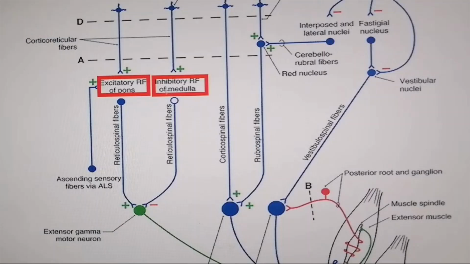However, here is inhibitory. These are inhibitory neurons by their nature, as you can see right here. They are inhibiting the same neurons, ventral extensor neurons, gamma efferent neurons, okay? To keep a check and balance on the stimulation.